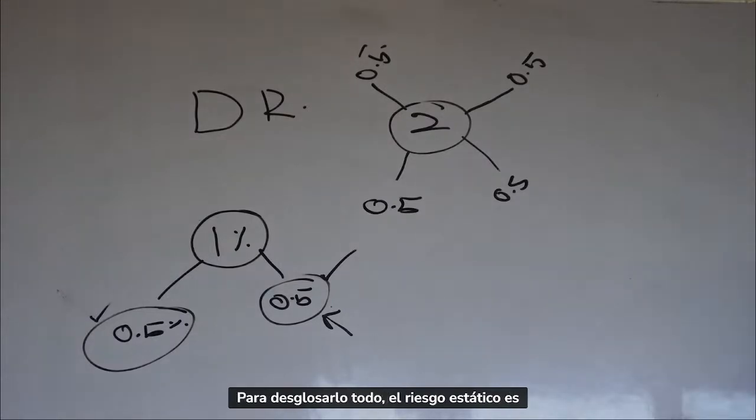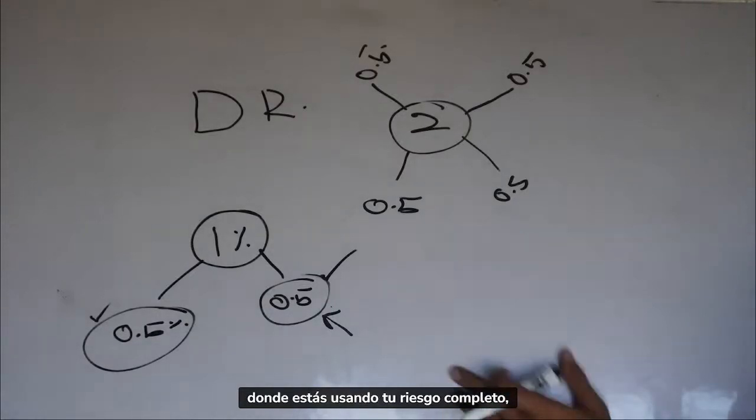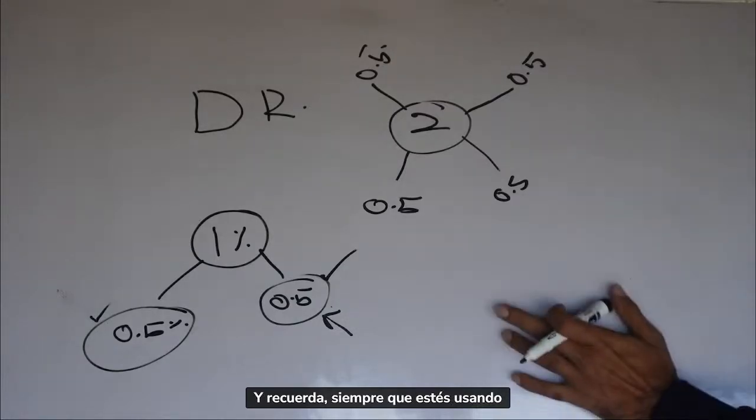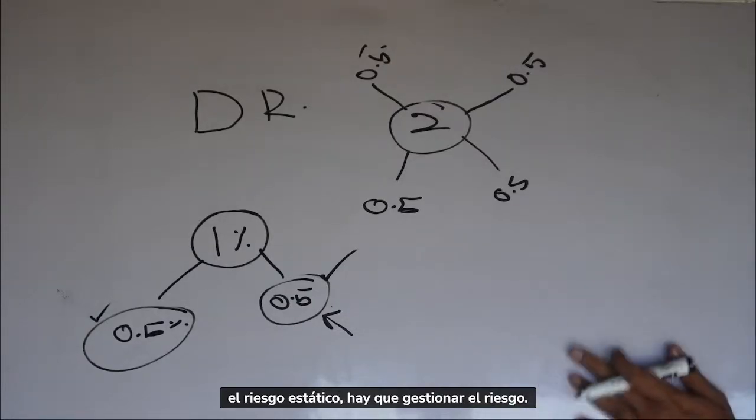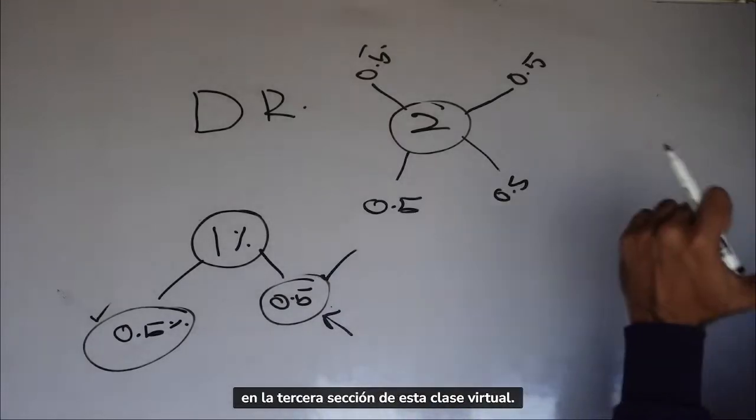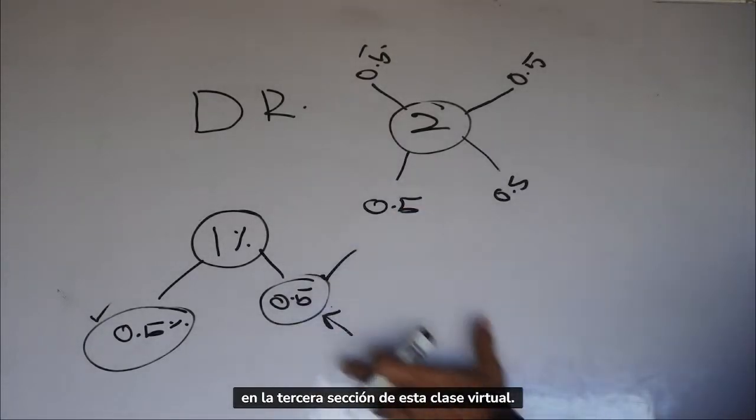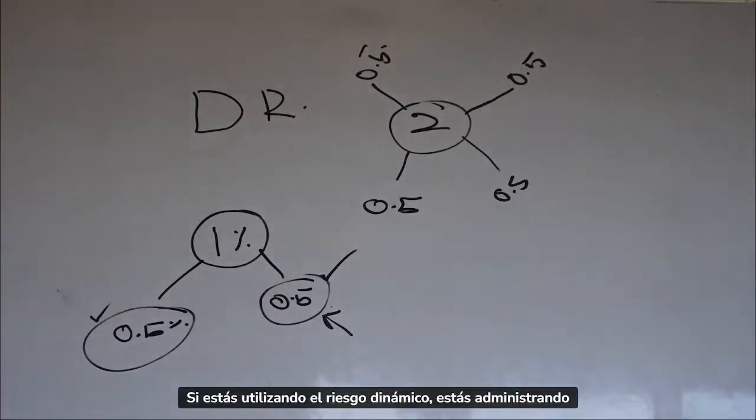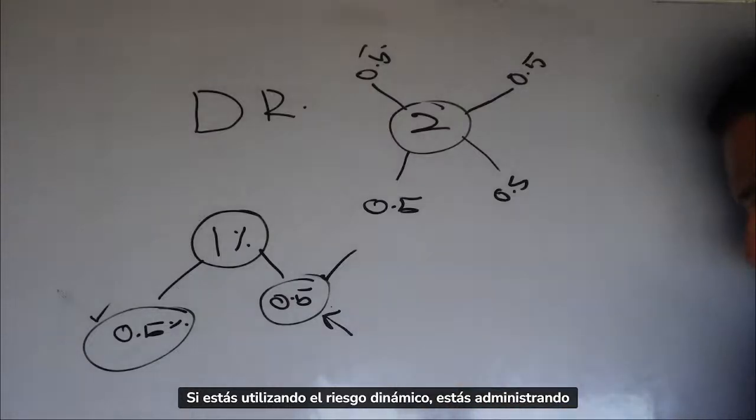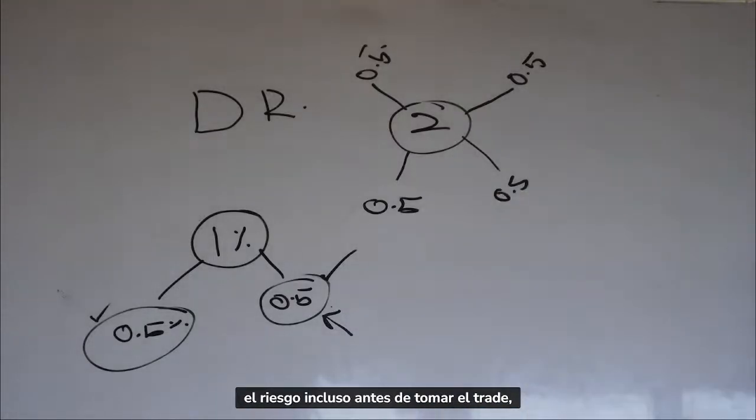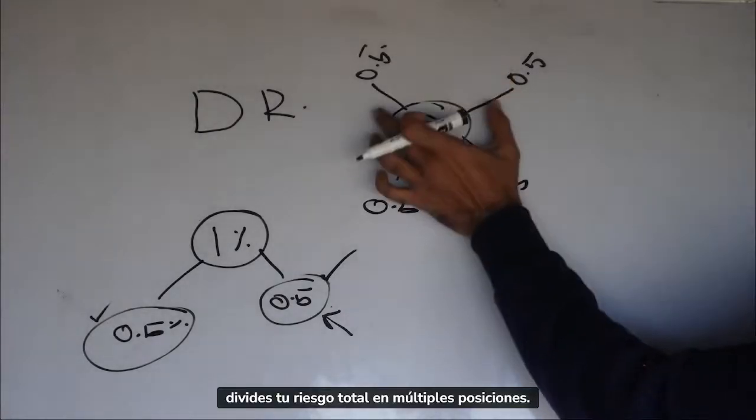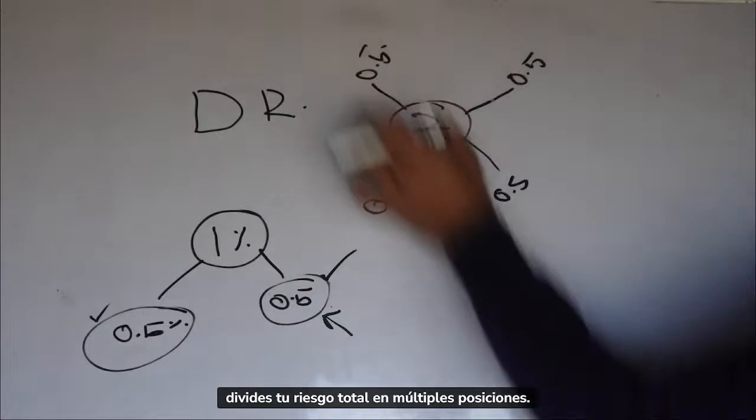Now, to break it all down, static risk is where you are using your complete risk, right? And always remember, whenever you're using static risk, you have to manage risk. So we're going to talk about managing risk in the 3rd section of this virtual class. You have to manage risk if you're using static risk. If you're using dynamic risk, you're basically managing risk even before you take the trade, right? So that's the difference. Dynamic risk is where you break down your full risk into multiple positions.